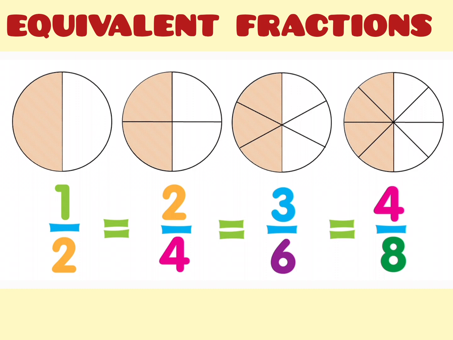The last one, out of 8 parts, 4 are shaded. Again, half of 8 parts are shaded here. So, even though these 4 fractions having different numerators and different denominators, but all the 4 figures are representing the same value, that is, half of their corresponding equal parts are shaded. So this is an example for equivalent fractions.